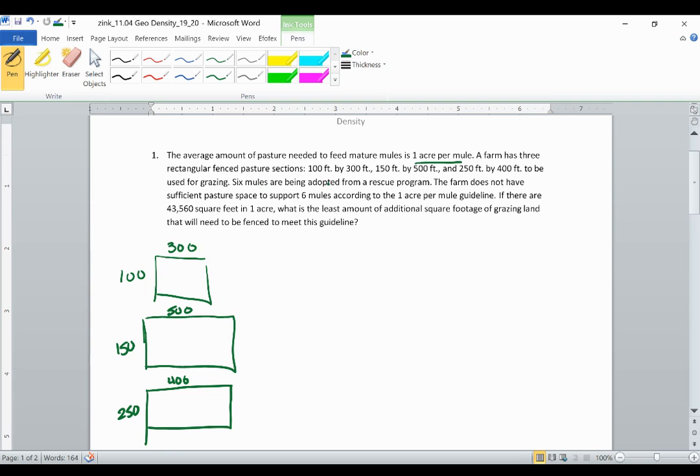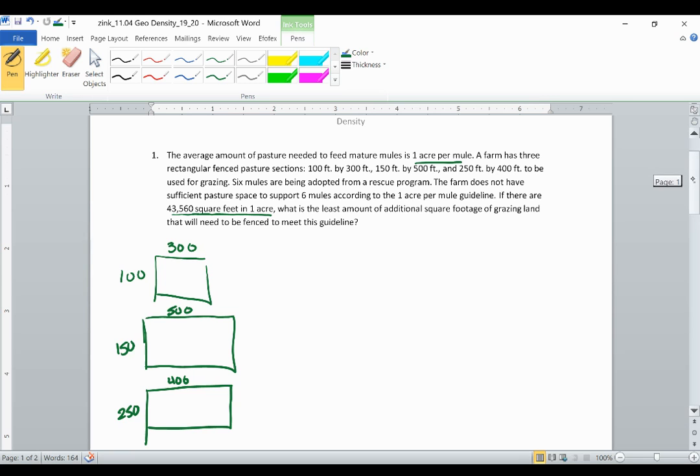6 mules are being adopted from a rescue program. The farm does not have sufficient pasture space to support 6 mules according to the 1 acre per mule guideline. If there are 43,560 square feet in 1 acre, what is the least amount of additional square footage of grazing land that we will need to fence in to meet the guideline?